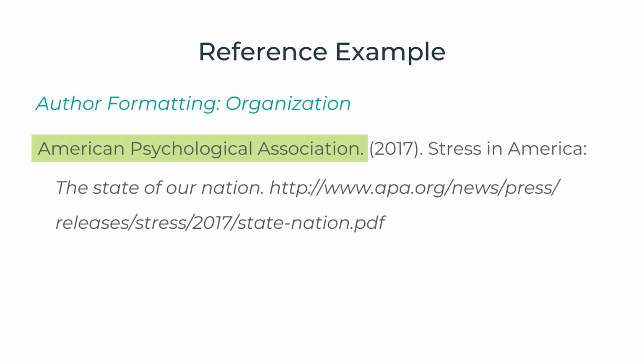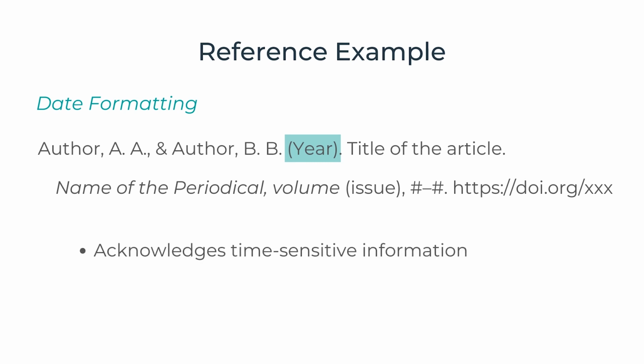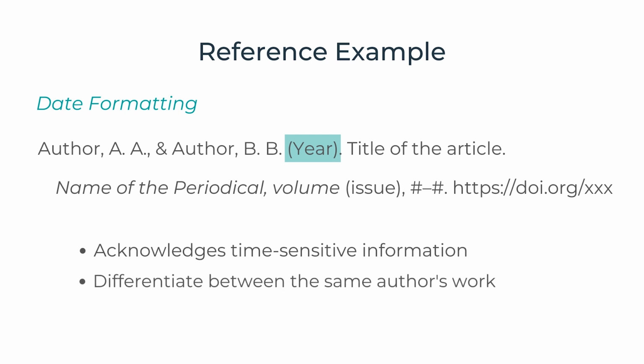Now, if your author is an organization, just use the full name of the organization, as you can see here with American Psychological Association. So after the name, you're going to include a period and then the date. You'll do this for a couple reasons. First, APA formatted papers usually contain fairly time-sensitive information, and the fact that the date goes second acknowledges this. Second, sometimes the same author will be the author of multiple works, and including the date right after the author's name can help readers quickly differentiate between the works.